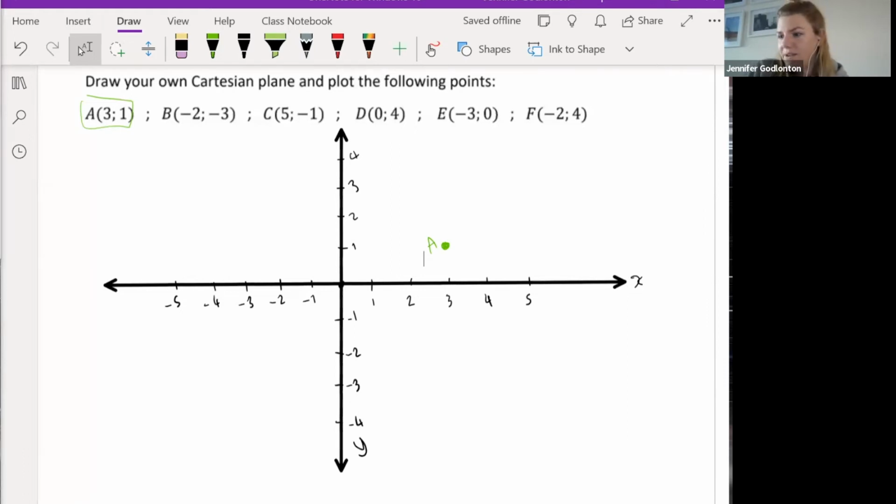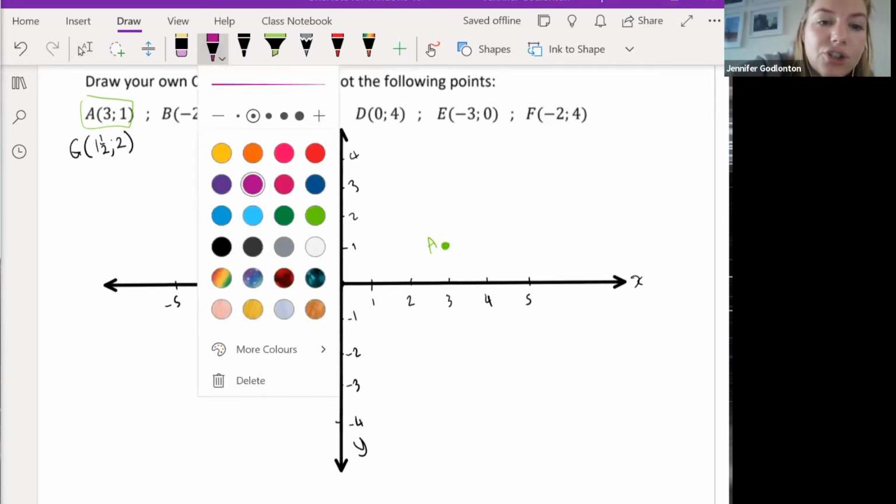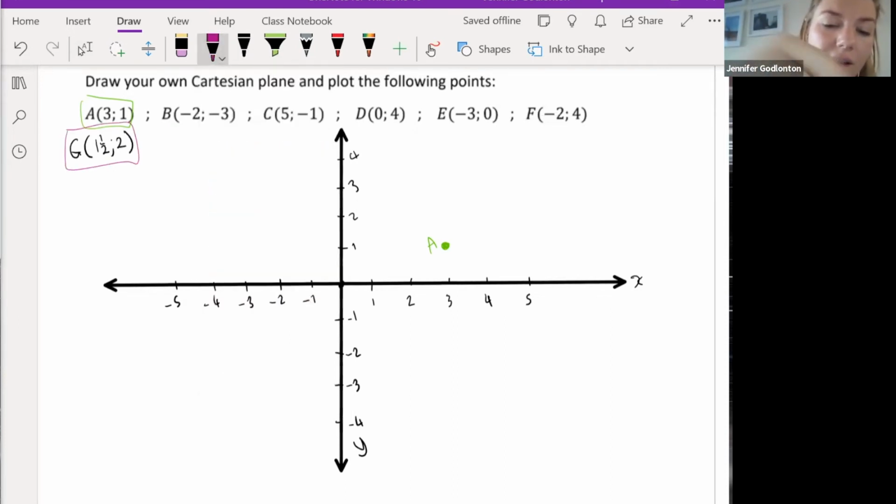Oh, Pumeza, I said I'd give an example of a half. So let's write G over here and say G was, let's say, 1.5 and 2. If I was plotting G, I would go 1.5 and 2. So I'd go in between those two numbers.